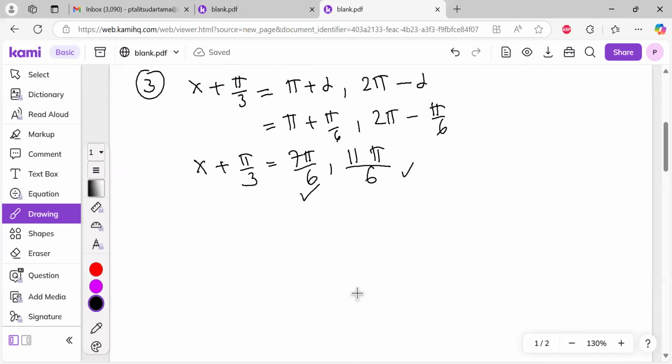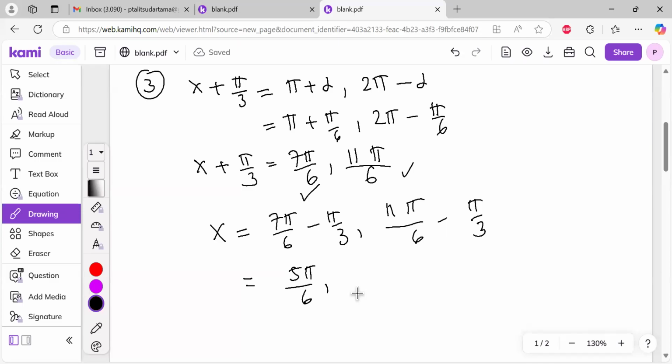Then how do we find x? Basically, we just need to subtract each of these by pi over 3. So you have 7 pi over 6 minus pi over 3, comma 11 pi over 6 minus pi over 3. And then simplify your answer. This will become 5 pi over 6, comma this will become 9 pi over 6. Or if you want to simplify this, you can divide both by 3, then it becomes 3 pi over 3.